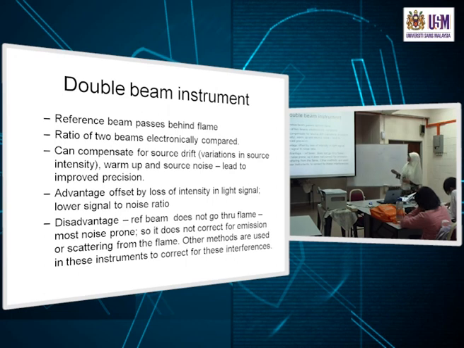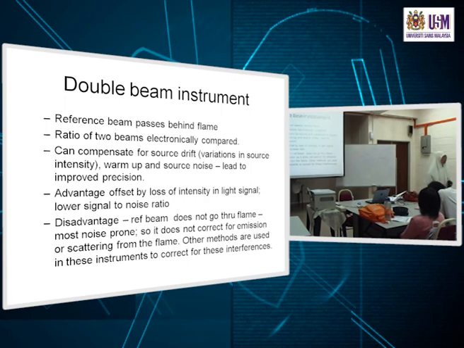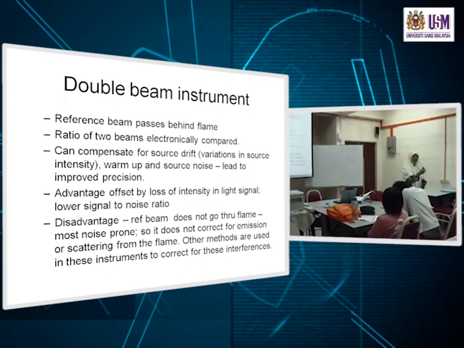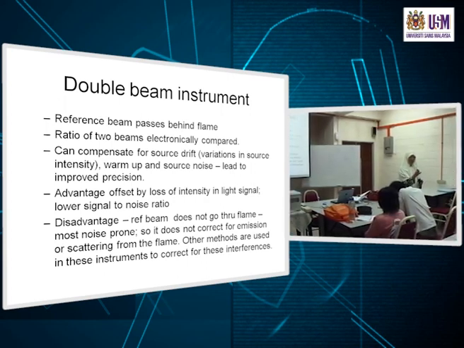What is the purpose of having a double beam? Usually a double beam instrument is more expensive. The reference beam does not go through the flame. What is done is to ratio these two beams electrically to compensate for source drift.